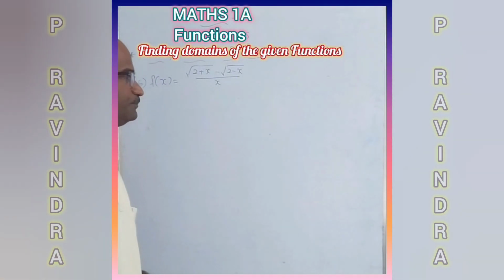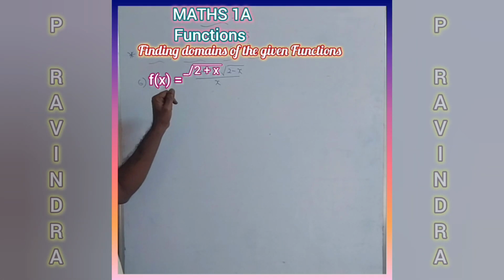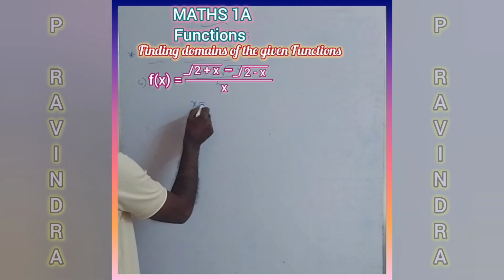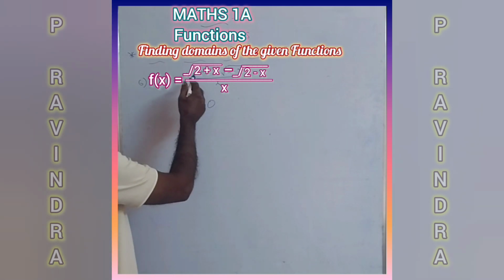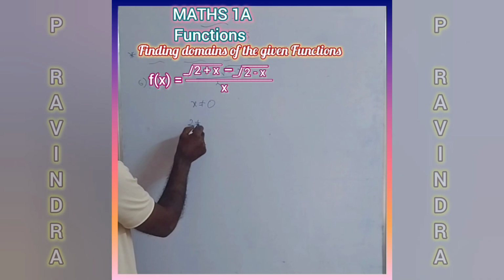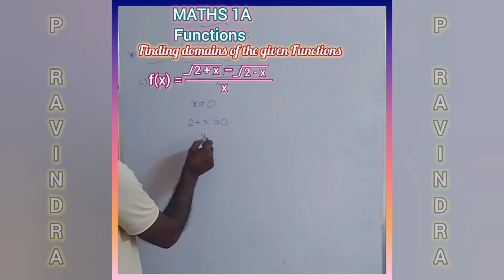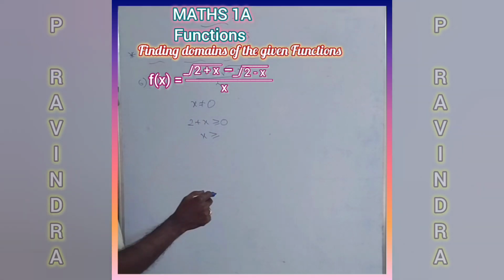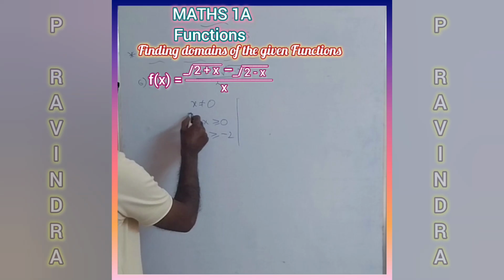See everyone, next one. Find domain of f of x equal to square root of 2 plus x minus square root of 2 minus x, divided by x. So here x is in the denominator, initially it should not be equal to 0. First point is that. Next, 2 plus x is under root, so 2 plus x must be positive or equal to 0. That is, x must be greater than or equal to minus 2, since 2 going that side becomes minus 2. That is the first part.